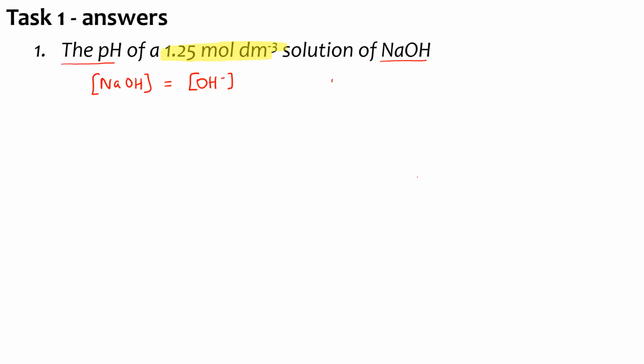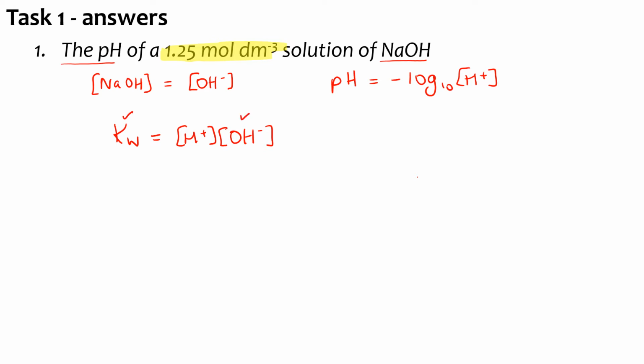We've also been asked to work out pH, and we need to think, okay, pH is minus log to the base 10 of H plus. Now we don't have H plus, but we have got a way of working it out. In an exam question, you would normally be told the value of Kw. We know that the Kw expression is concentration of H plus times concentration of OH minus. We know Kw is 1 times 10 to the minus 14, and we've been given the concentration of OH minus because we've been given the concentration of sodium hydroxide.